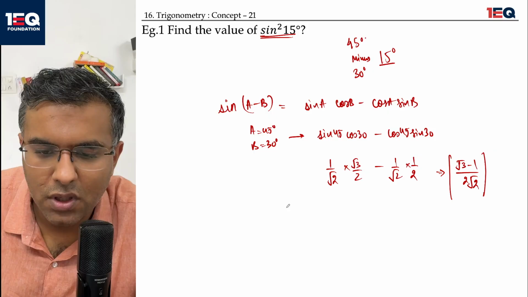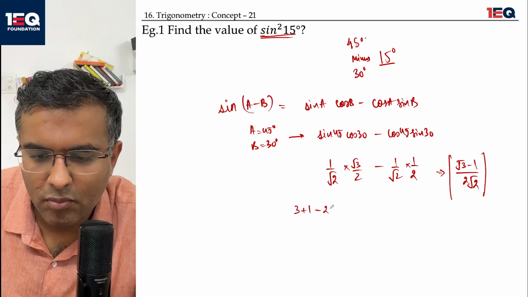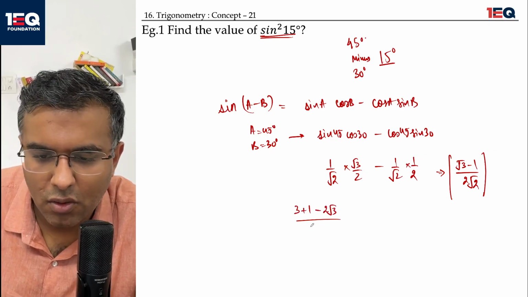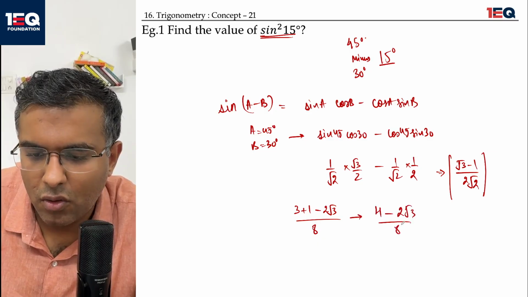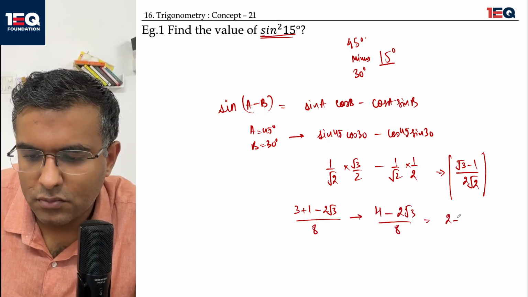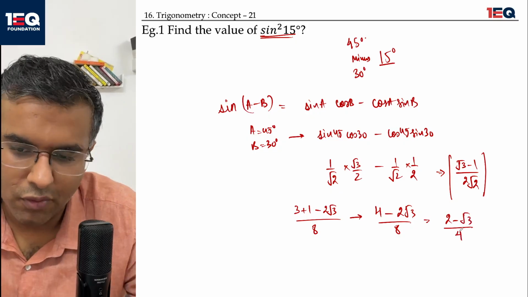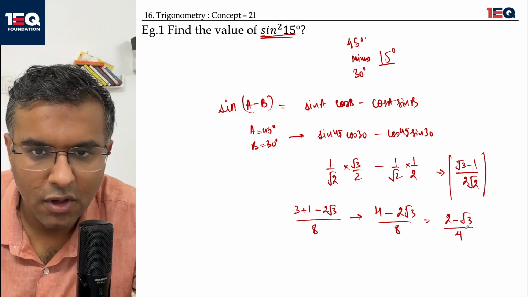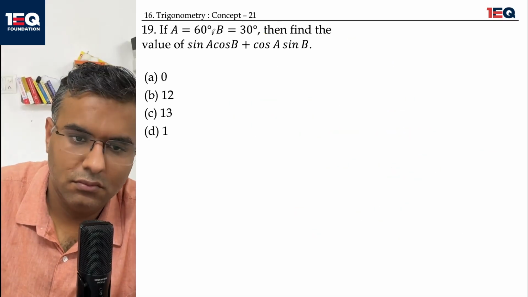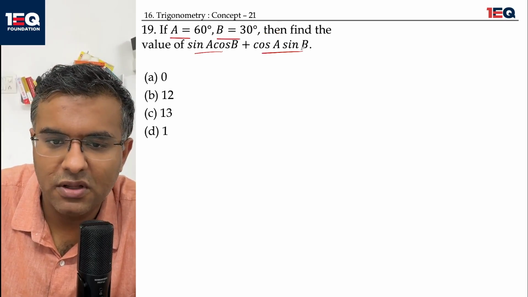Okay, this is the answer that I'm receiving. I'll have to square it now. After squaring it, I get the value as 3 plus 1 minus 2 root 3 whole upon 8. This would give me the answer as 4 minus 2 root 3 whole over 8, or 2 minus root 3 whole over 4. Okay. So this is the final answer that I was looking for. Moving forward, if A is 60 and B is 30, then I need to find out the value of this expression.